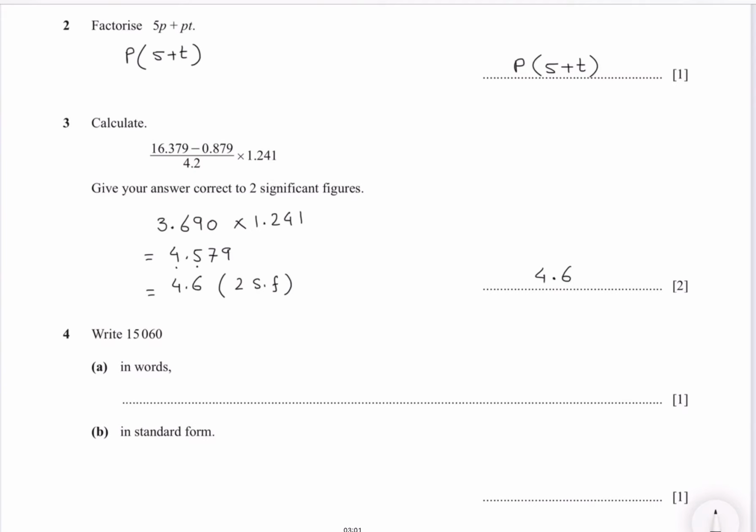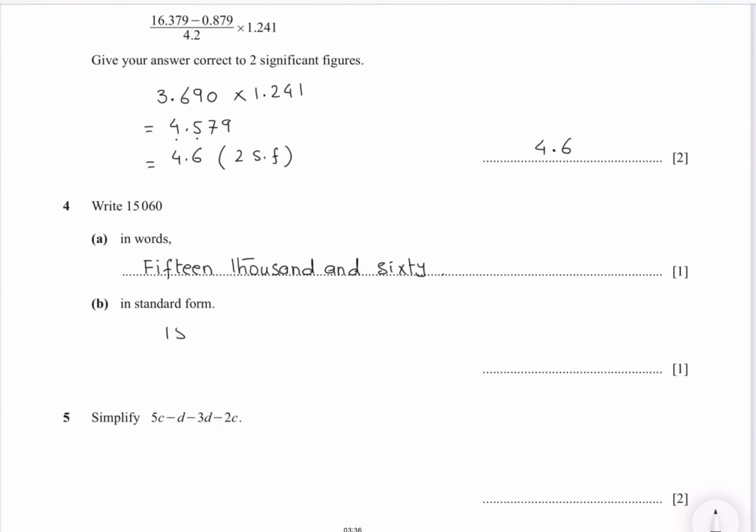Write 15,060 in words, so this is 15,060. In standard form you write 15060, you place the decimal after 1 and 10 to the power. After the decimal count the digits, there are 4 digits, so 10 power 4. So this would be your final answer.